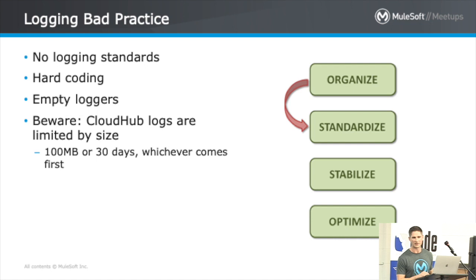And that segues into the final point. Those CloudHub logs, when you deploy to CloudHub, are limited in size to 100 megabytes or 30 days, whichever comes first. And even when you're deploying on-prem, you want to roll those log files. Probably even 100 megabytes is on the top end there. So roll those log files even when deployed on-prem. And then the infographic on the right: once you start to organize, you really start to standardize. We'll talk about what that leads to in a second.